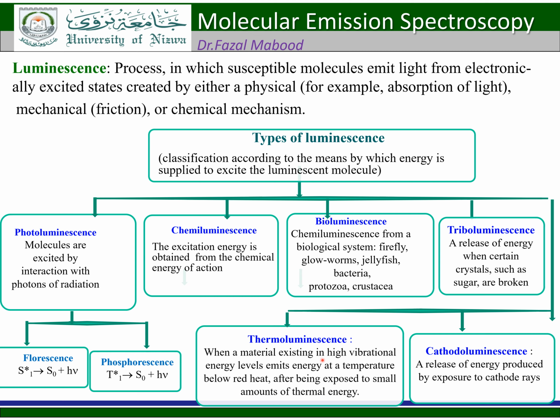Thermoluminescence is when a material existing at higher vibrational energy levels emits energy at a temperature below red heat after being exposed to a small amount of thermal energy. Photoluminescence is further subdivided into fluorescence and phosphorescence. In fluorescence, the de-excitation is from singlet to singlet ground state, and the emitted radiation in the form of light is called fluorescence. In phosphorescence, the excited state is triplet, from triplet to singlet.